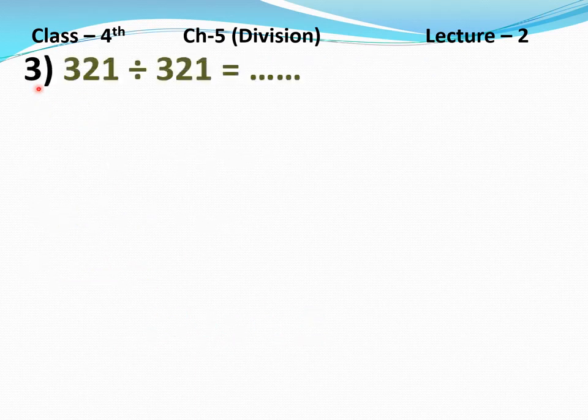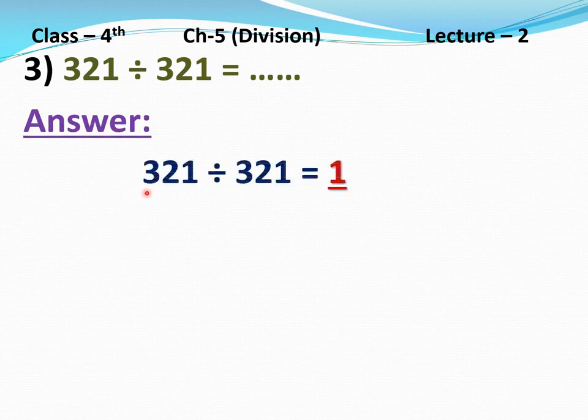Now, third question, 321 divide 321 equal to dash. If you are dividing any number other than 0 by that same number, then you will get 1 as the quotient. Clear? Write down answer. 321 divide 321 equal to 1.